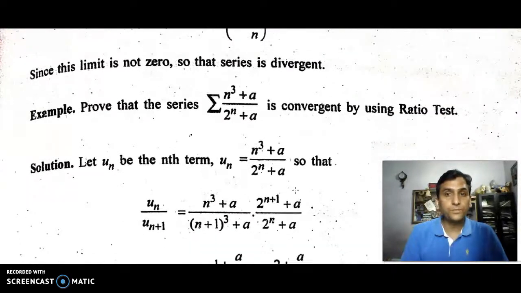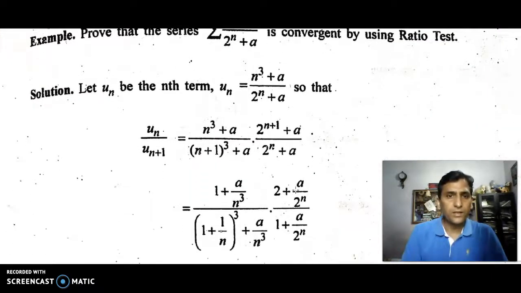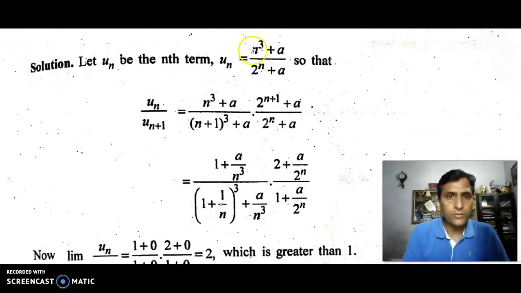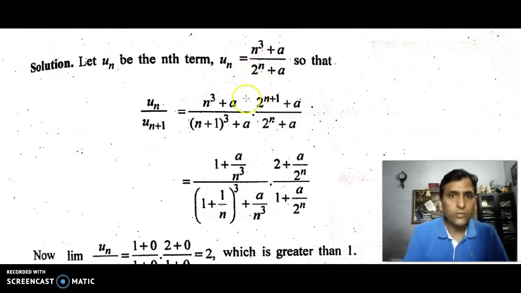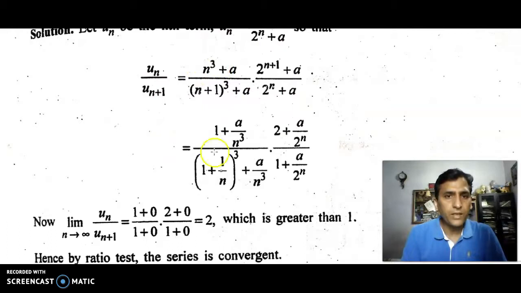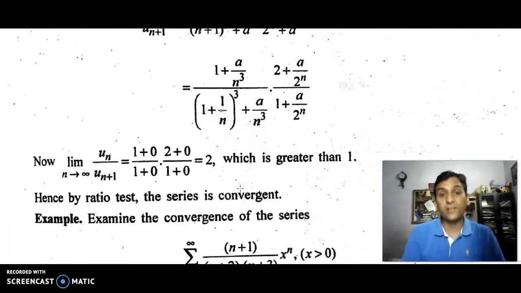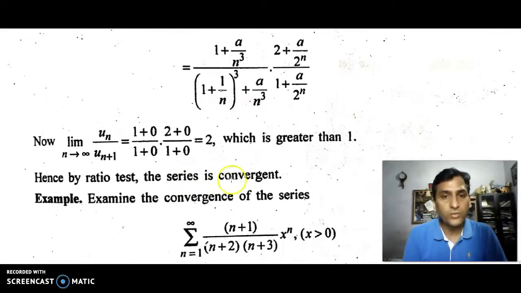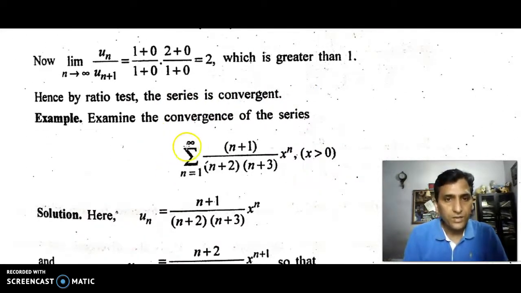Next example, again n cube plus a 2 to the power n. Then un plus 1 means I replace n by n plus 1. Here n plus 1, here n plus 1, so it will be of this form. Then you take n cube common, and n cube cancels out. So it is 1 plus 1 upon n. So I will get the limit 2, which is greater than 1. So by the ratio test it is convergent.